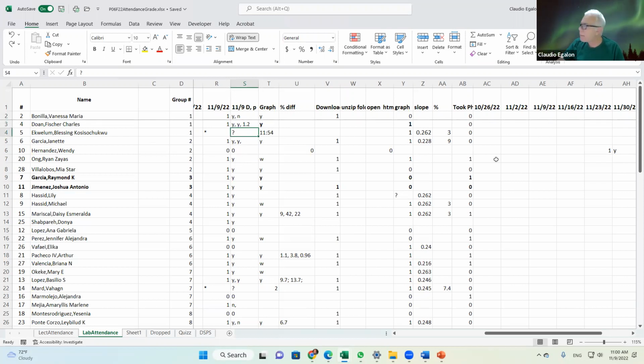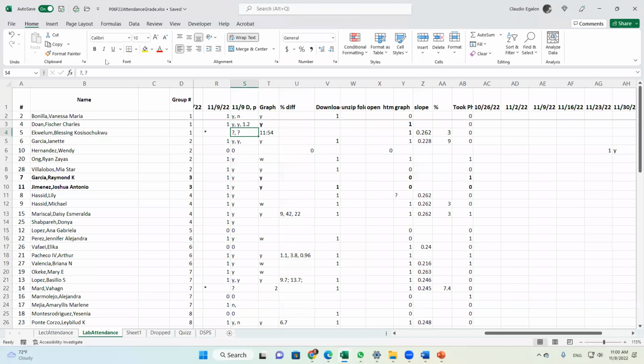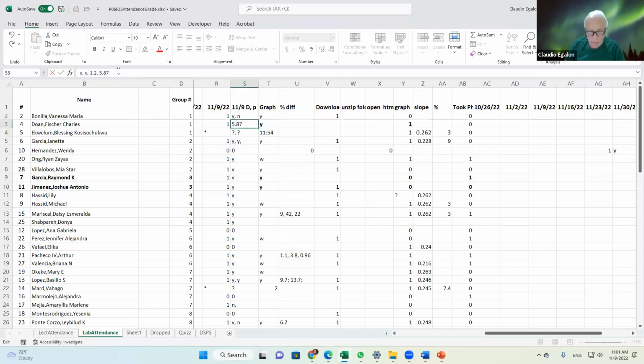What about Blessing? Blessing, are you there? I can see Blessing here in my list, but okay, so I'm gonna put another question mark here. Fisher, the percentage difference that I got was 5.87.